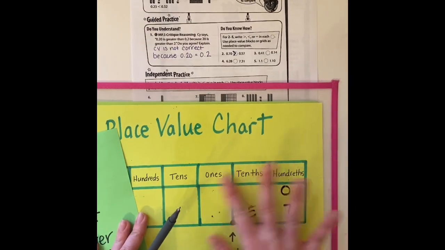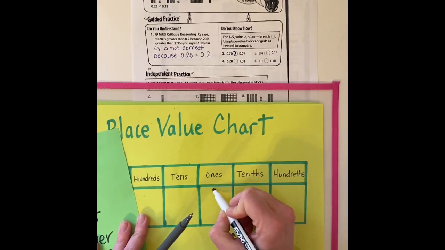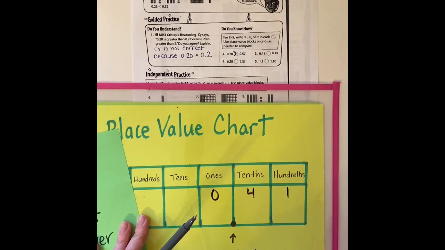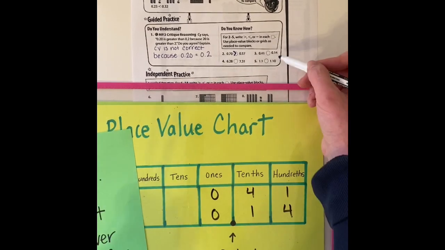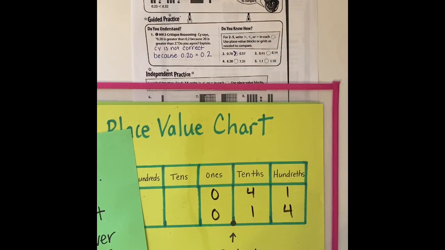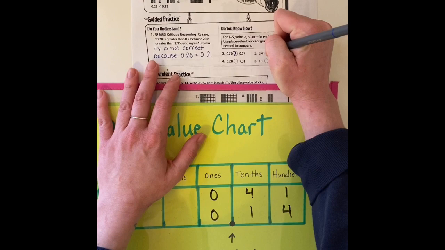Now for number 3, I have 0 and 41 hundredths and 0 and 14 hundredths. That's where they try to trick you, because both of those decimals have a 1 and a 4, but they're in different place values. So start on the left, work your way over until the digits differ. So same, different. 4 is greater than 1, so 41 hundredths is greater than 14 hundredths.